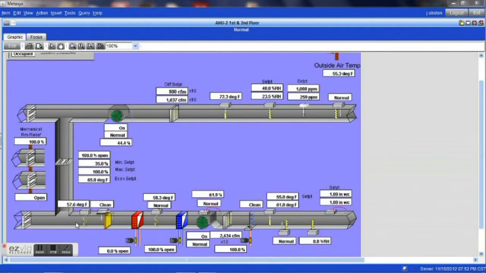Now then, this unit here, the basic function of the unit, we see a hot water coil for this unit. We also see a chilled water coil for this unit. When we are trying to maintain a specific discharge set point, the air handler will control using the dampers as well as the heating and cooling coil to maintain a specific discharge temperature.